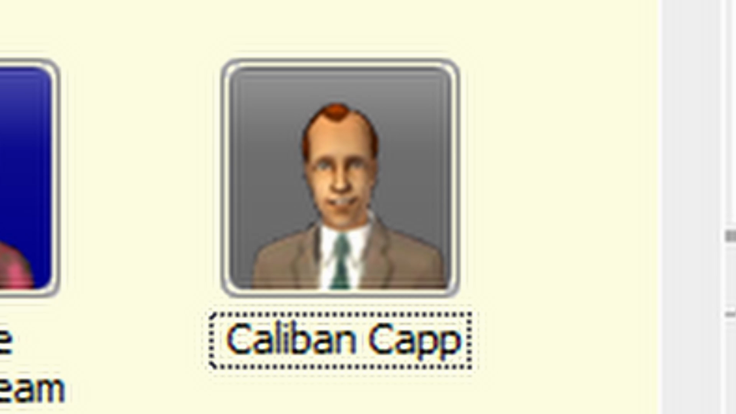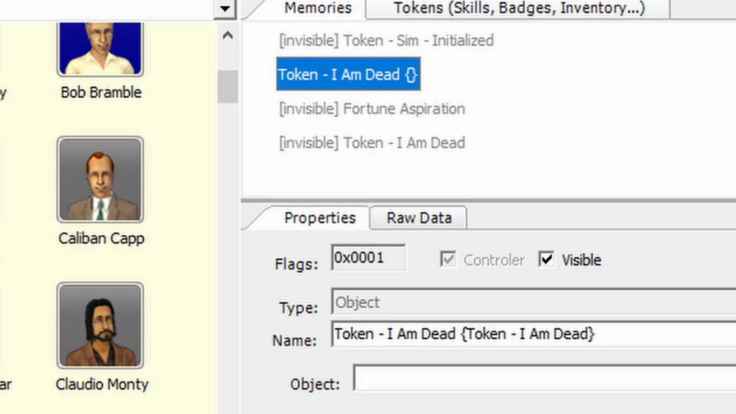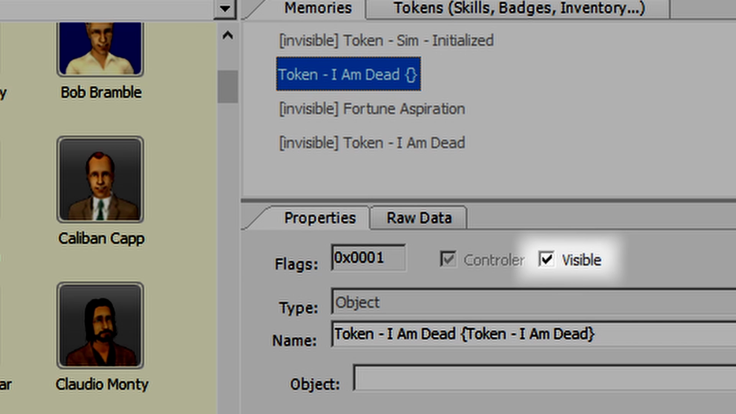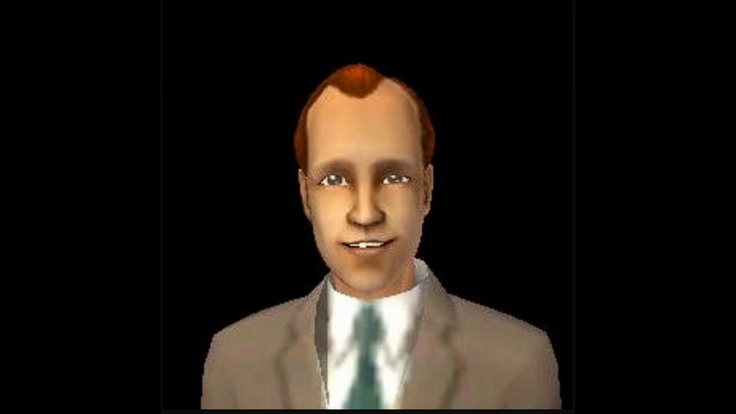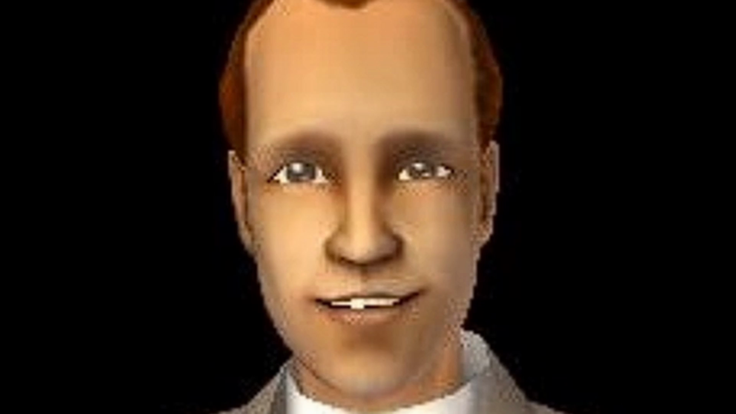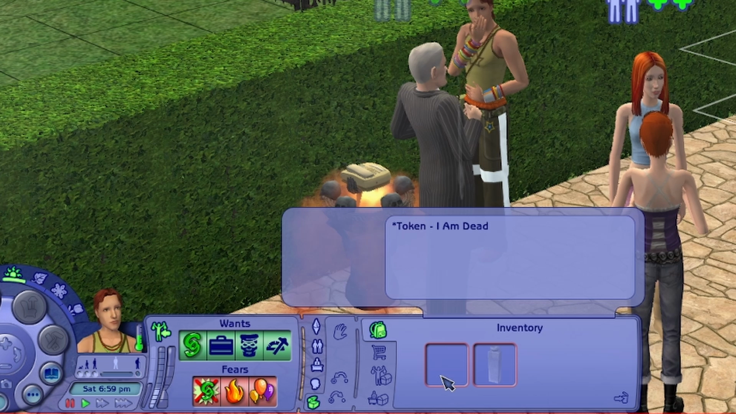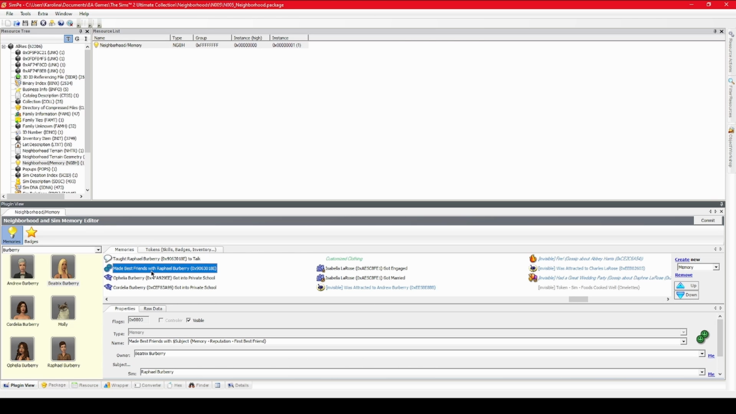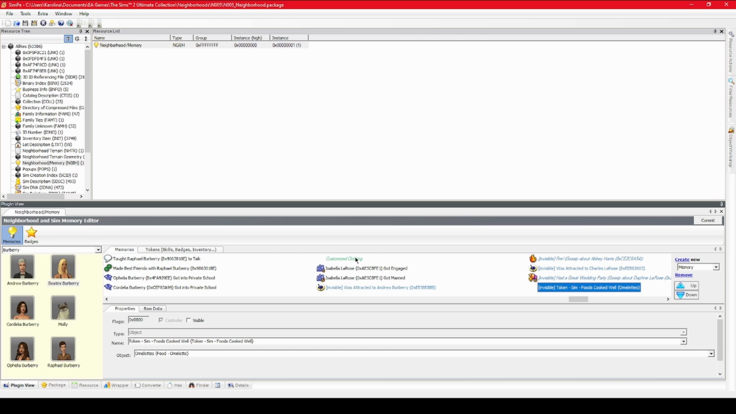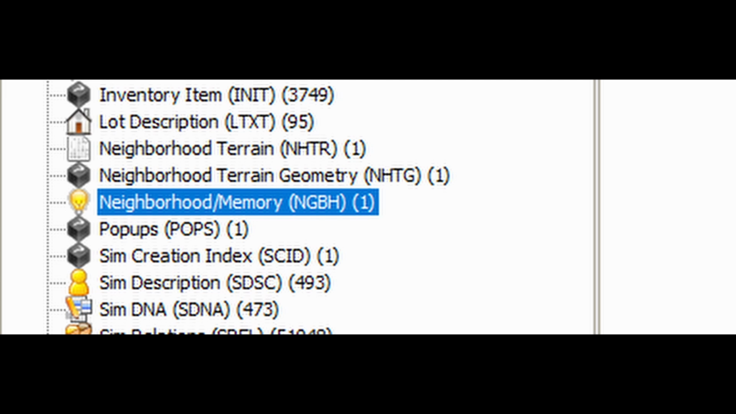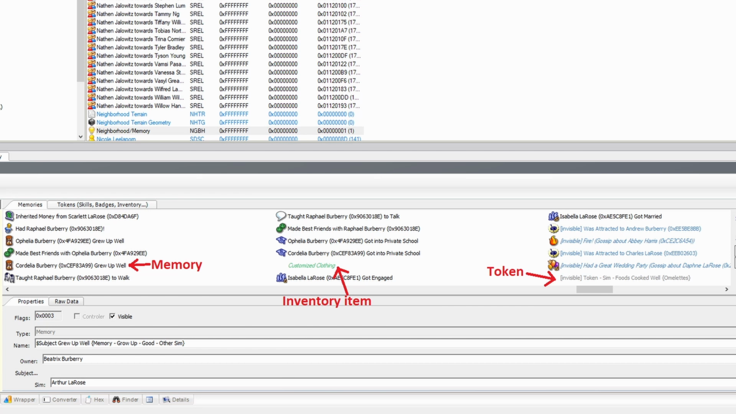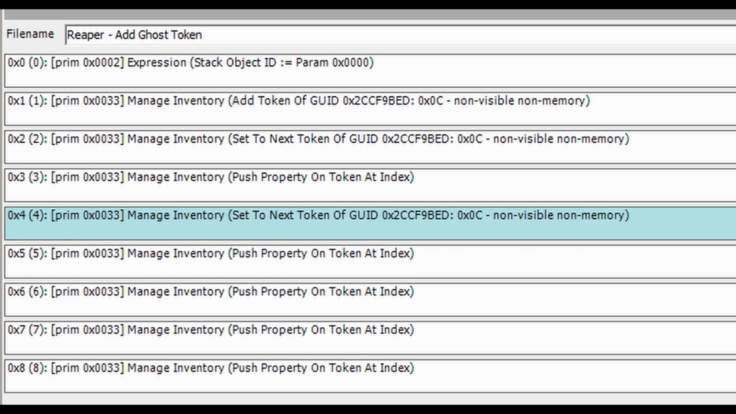Except for this guy. He has the visible flag checked for one of his death tokens, which is not supposed to happen. That must have been some early bug. What does that have to do with inventory? Well, you see, memories, tokens, and inventory items are stored in the same table in your neighborhood.package. I'm not joking, all three of those are considered inventory by the game.